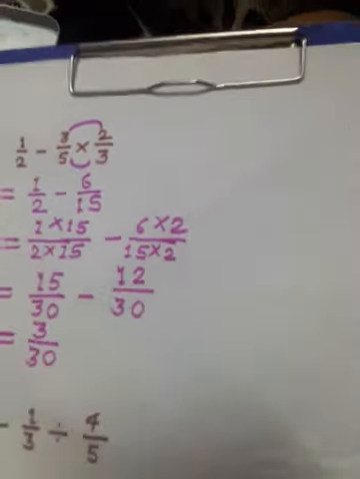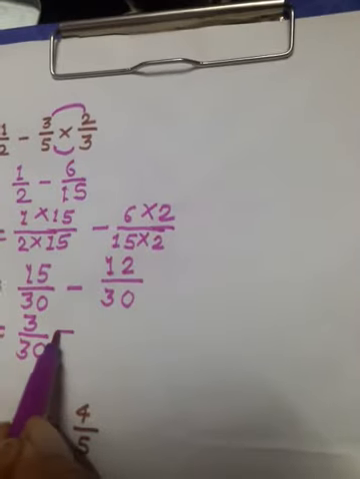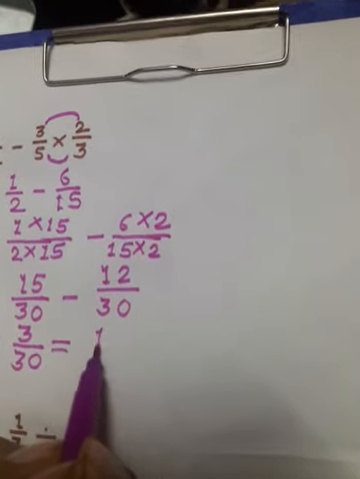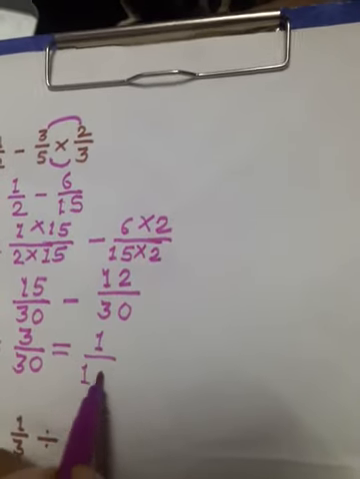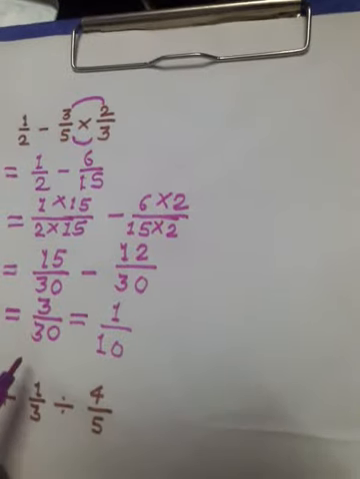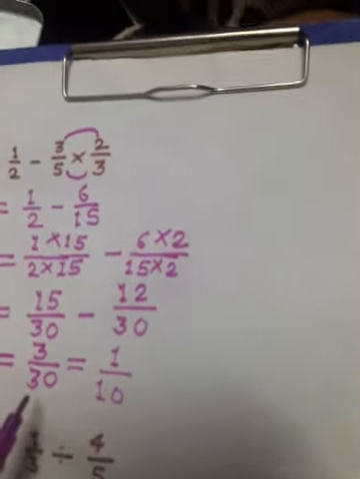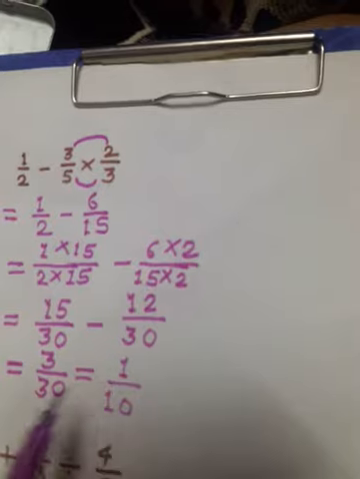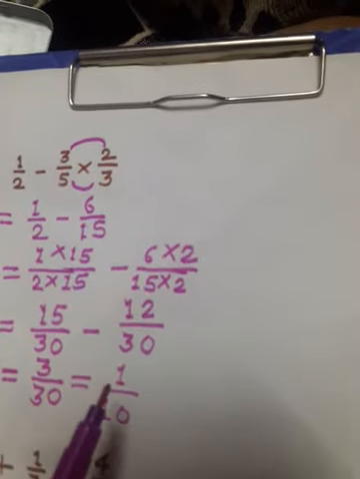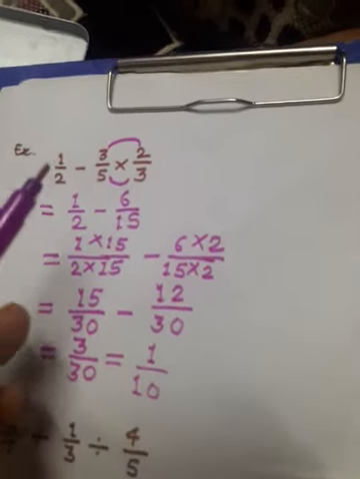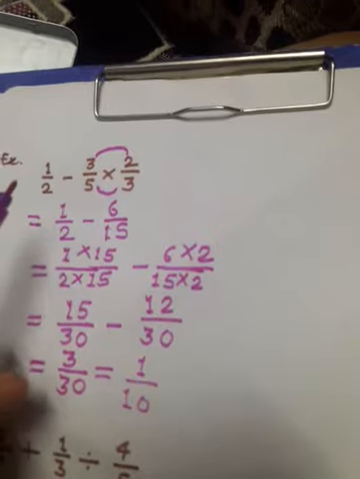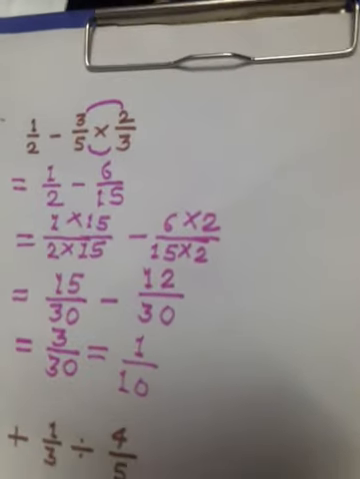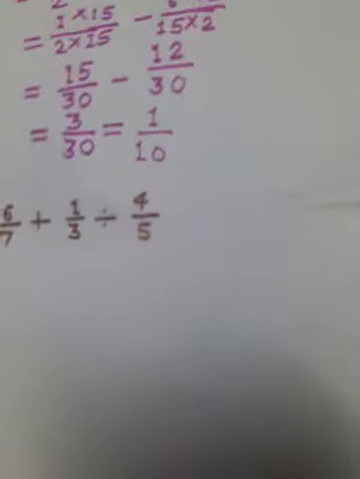3 upon 30. 3 upon 30 means 1 upon 10, because both the numerator and denominator, 3 and 30, are divisible by 3. 3 ones are 3, 3 tens are 30. Therefore 1 upon 10 is the answer of this expression. Now the next expression is here.